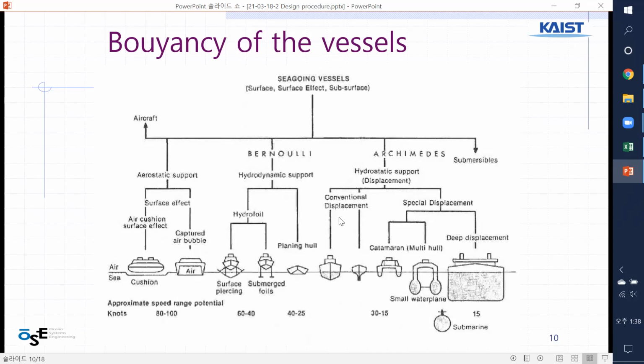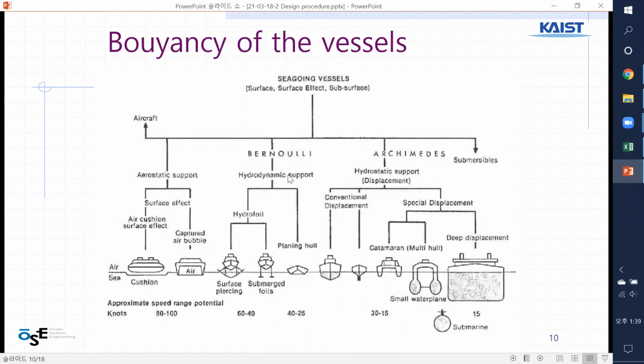And then conventional displacement hull. This is small ships. Right-hand side is big ships. But theoretically, those are the same. Conventional displacement and deep displacement, theoretically the same.